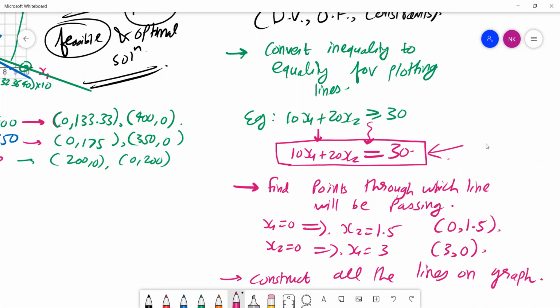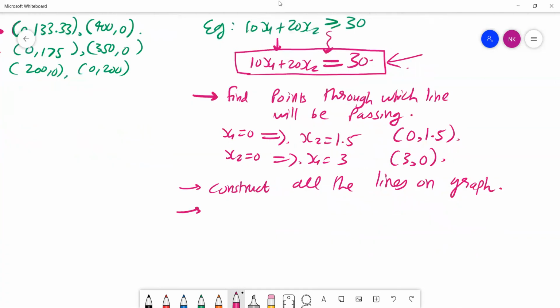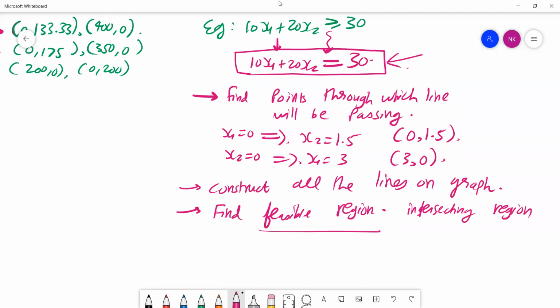So once you construct all the lines on the graph, the next step is to find the feasible region. So what is this feasible region? It will be the intersecting region of all lines with inequality constraints.